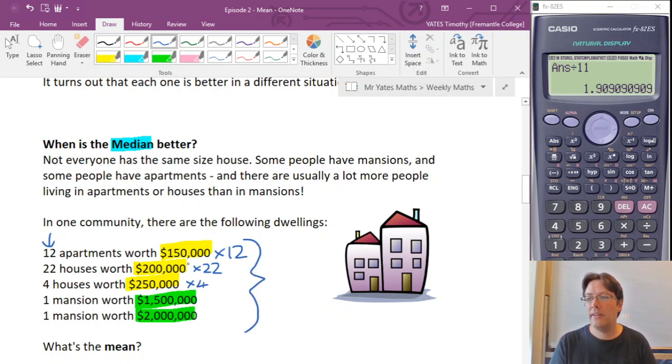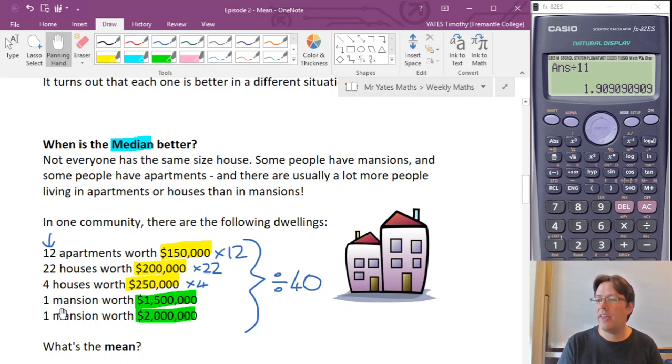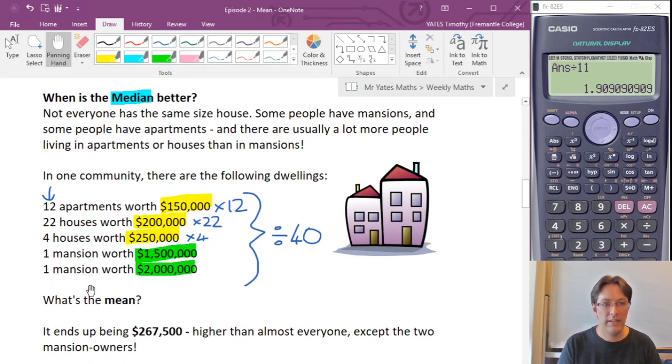And then I added all of those numbers together and divided it by whatever these ones add up to. So 12 plus 22 plus 4 plus 1 plus 1, you'll have to trust me that it adds up to 40, or you can work it out yourself if you want. And if you do all that, you end up with a mean of $267,500.